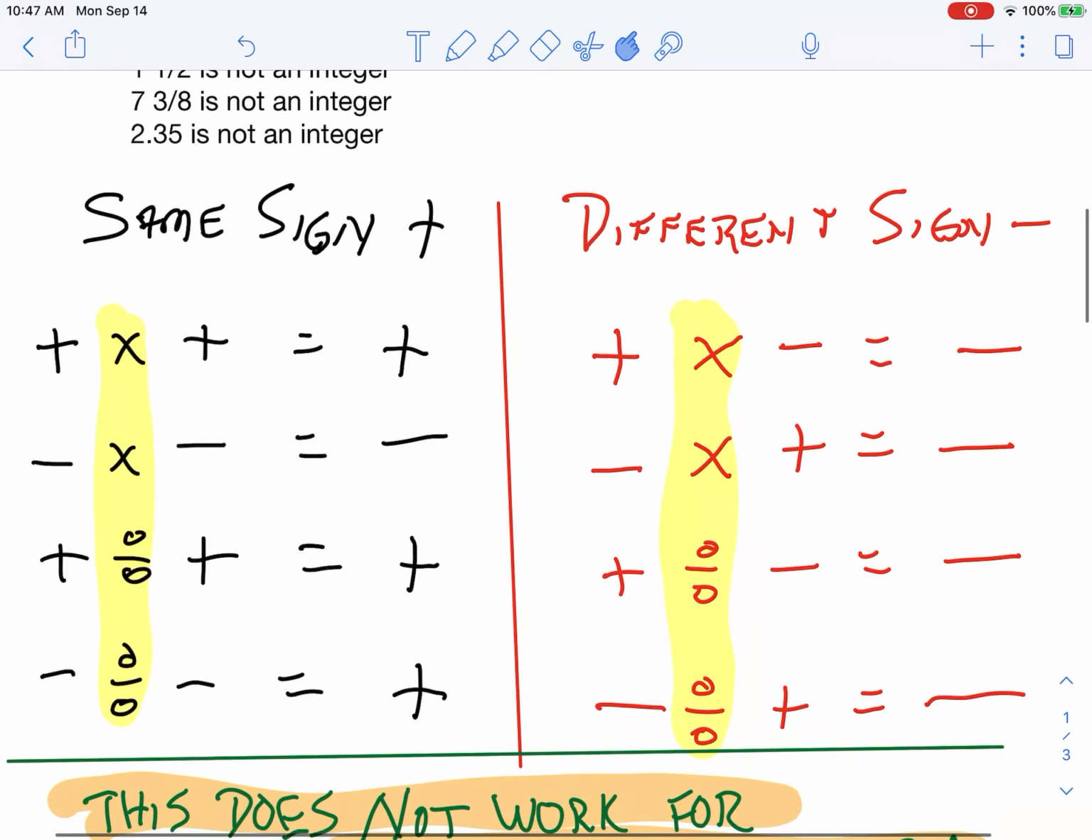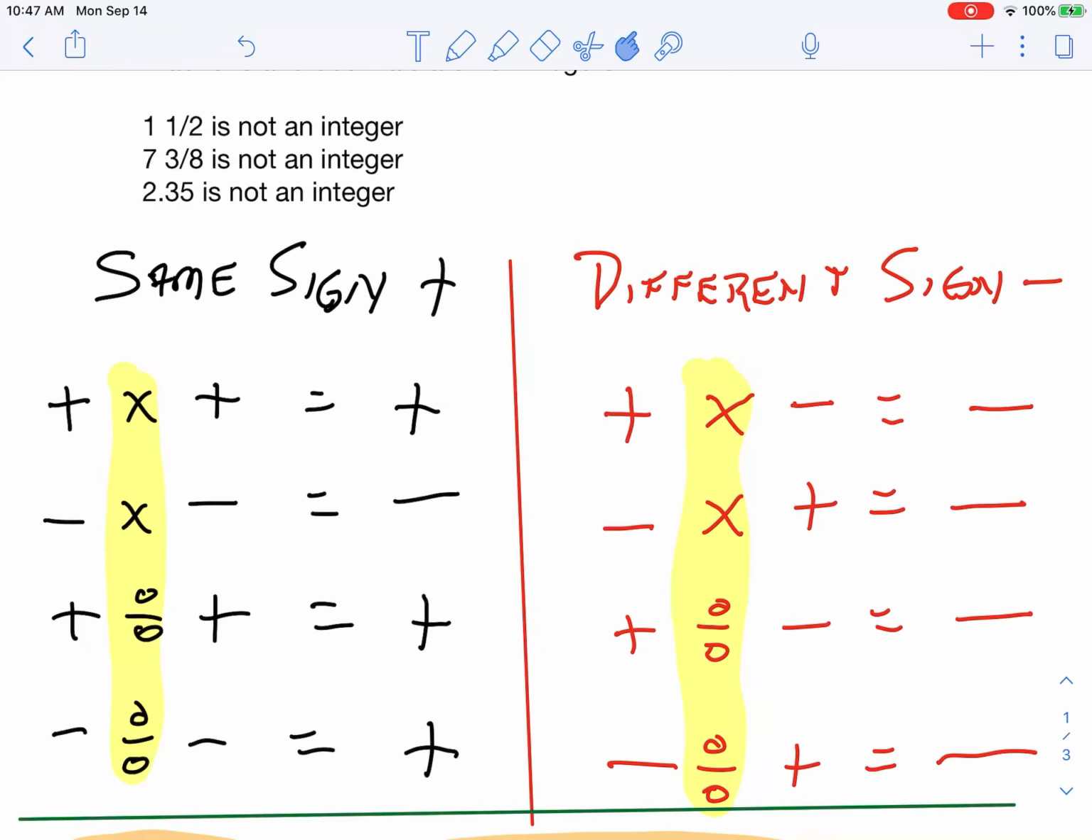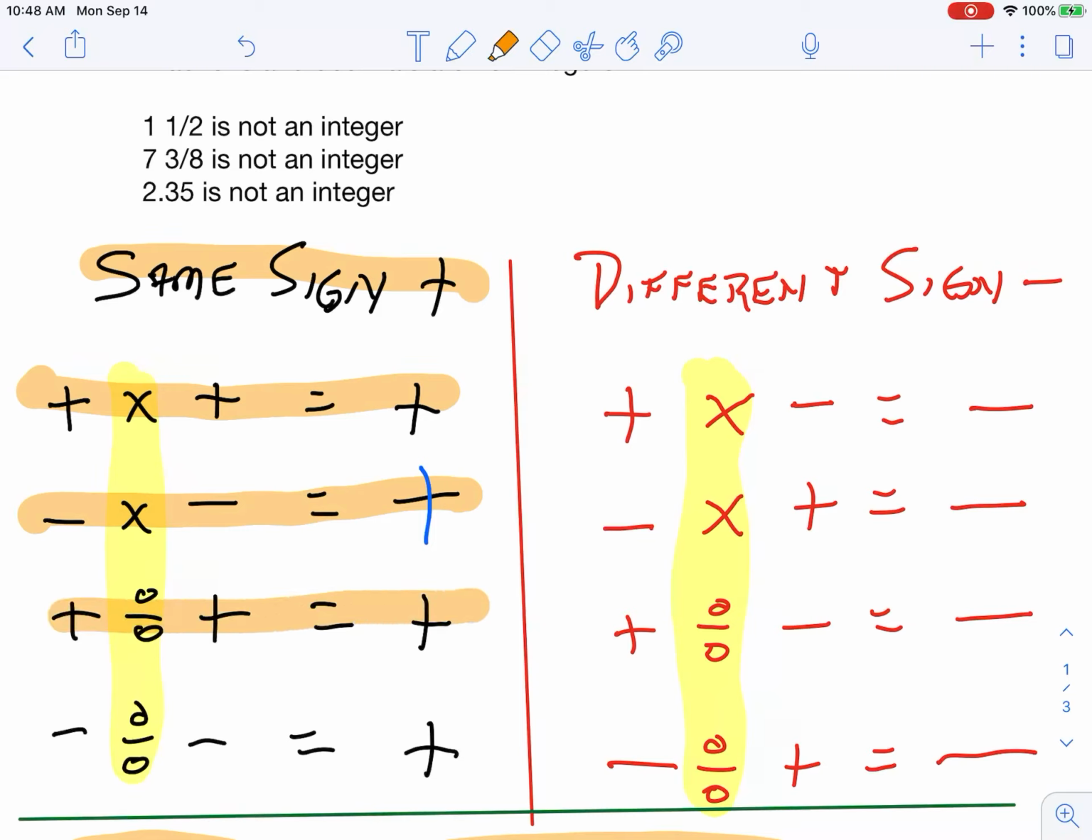Okay, so we're going to be multiplying and dividing integers. So when we have the same sign, the result will be positive. And what that means, a positive times a positive is positive, a negative times a negative is positive, a positive divided by a positive is positive, and a negative divided by a negative is positive.